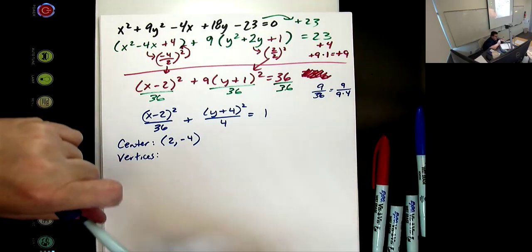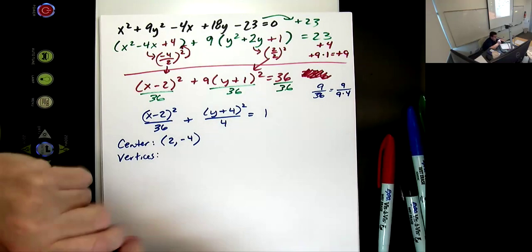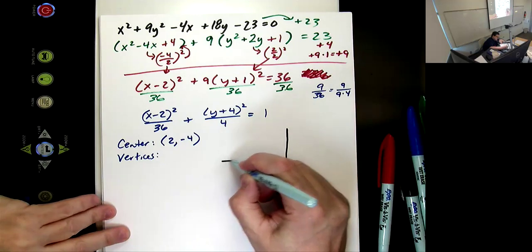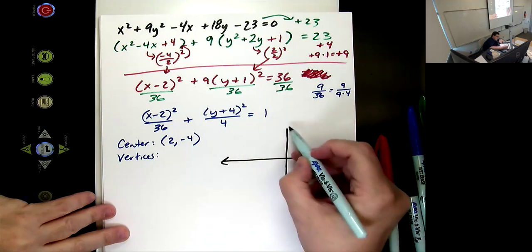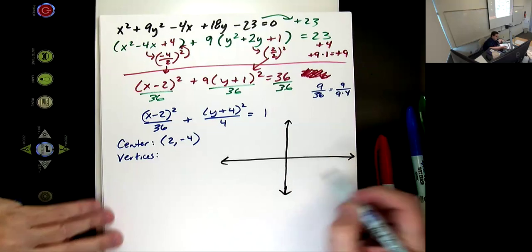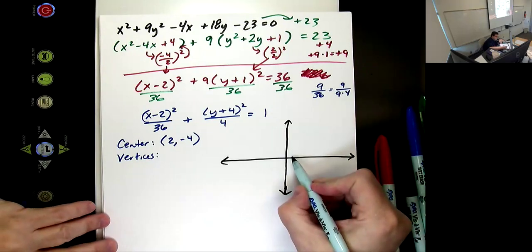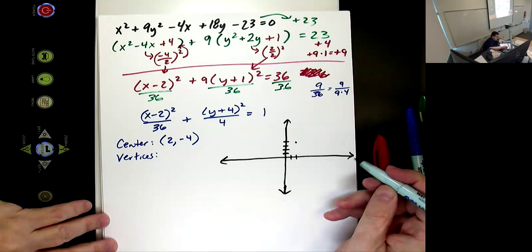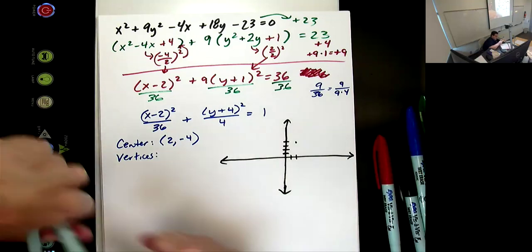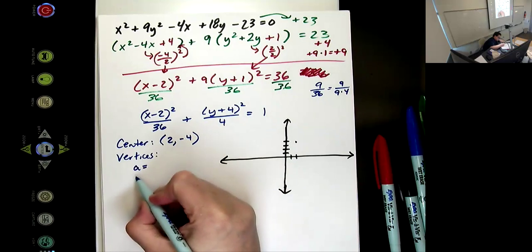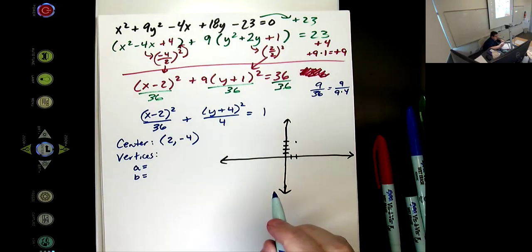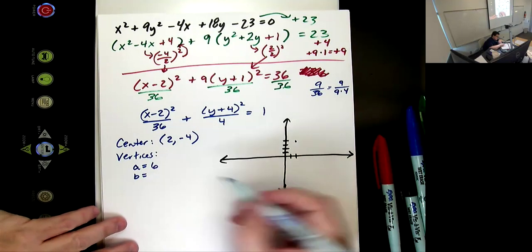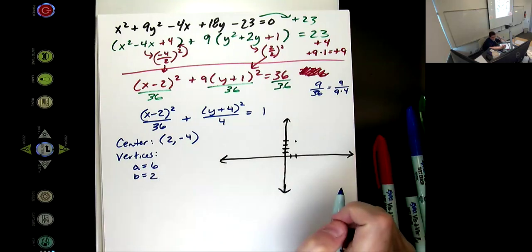This one's a little harder, so I wouldn't jump into this without drawing a picture. So let's graph this. With experience, you could do it, but it takes a lot of experience. I have to stop and think about it. I have a center at 2, 4. Maybe what we can identify is A and B. What's A and B? A is 6, B is 2. Yep. And what do I do with those to make the ellipse?